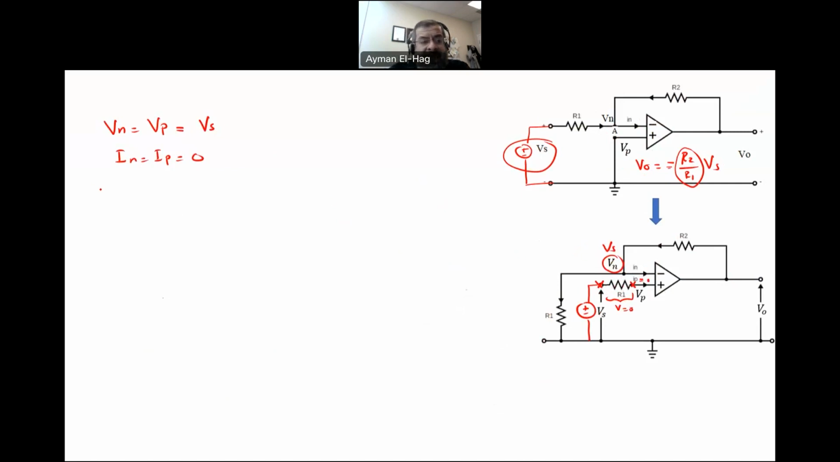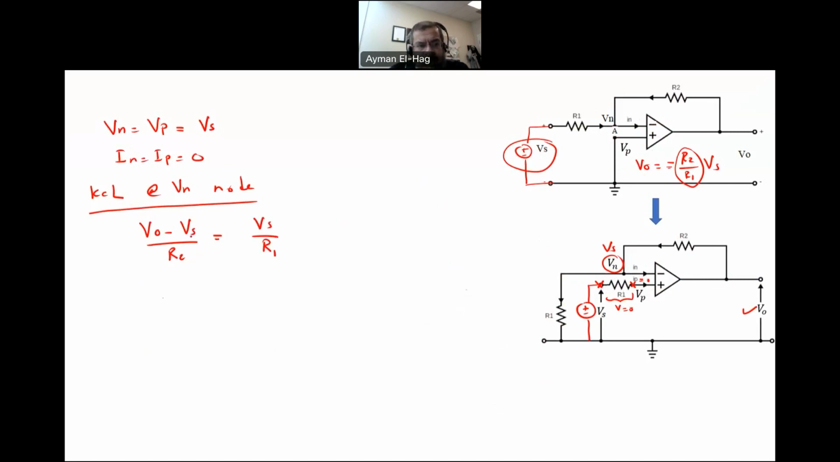We will apply KCL now to find the relationship between Vout and Vs. KCL at the Vn node. Here we have current directions: the current in the feedback resistance is going into the node, and this one is leaving the node. It doesn't really matter what the directions are as long as you apply the rule: current entering the node equals current leaving the node. So the current that enters the node is Vout minus Vs divided by R2. This current leaves the node, so this is equal to Vs divided by R1.